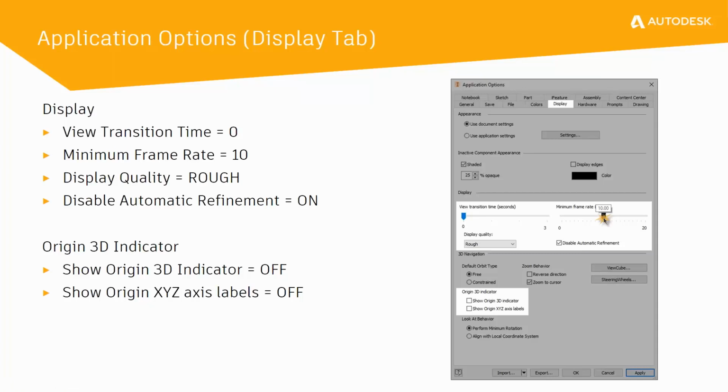Now, towards the bottom there on the left, we want to make sure that we turn off both Show Origin 3D Indicator and Show Origin XYZ labels. This, in essence, adjusts the display of the XYZ axis indicator in the bottom left corner of the graphics window. So not only does it turn off those, it also turns off the XYZ labels associated with them. So we'll turn those off.